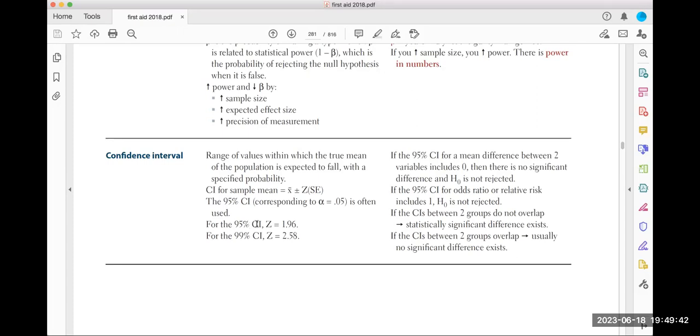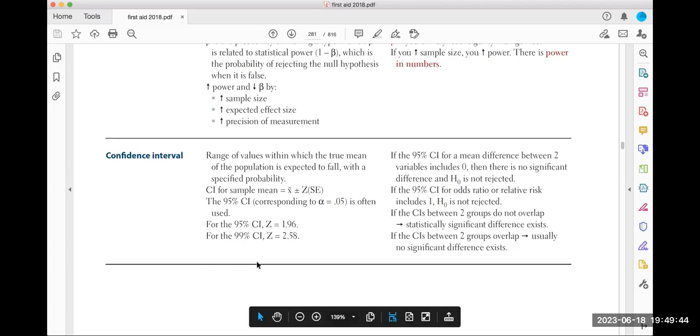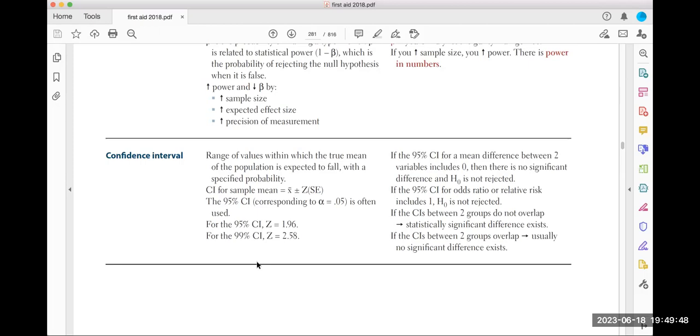Right. Now, if I see a z-score of 2.58, what that's telling me is that I am 99% confident that among those range of values, the real population mean of those 100,000 people will fall within this range of values of that 99%.